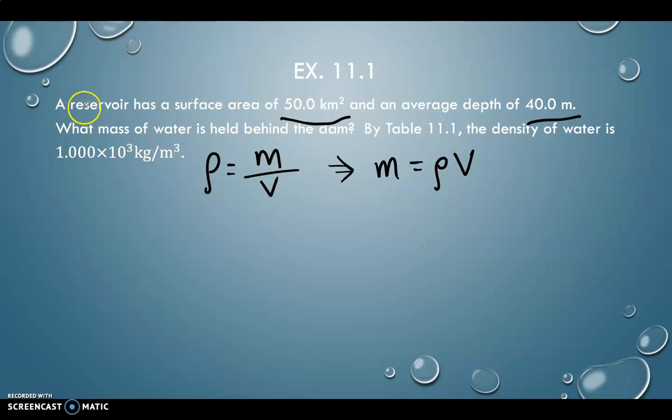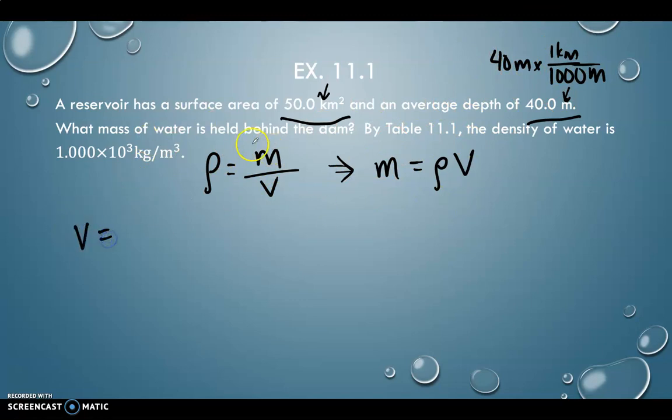I'm not sure if this is an error or not. This says kilometers and this says meters. So we'll have to do a quick unit conversion. 1,000 meters in a kilometer. Just keep that in mind.